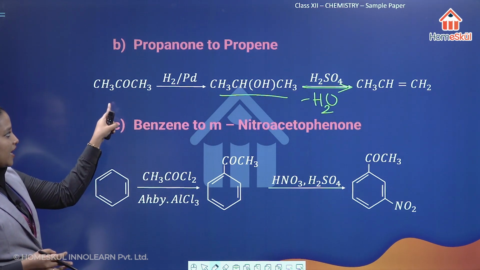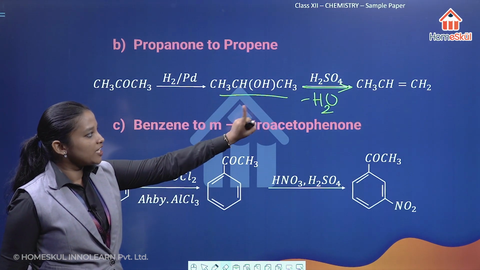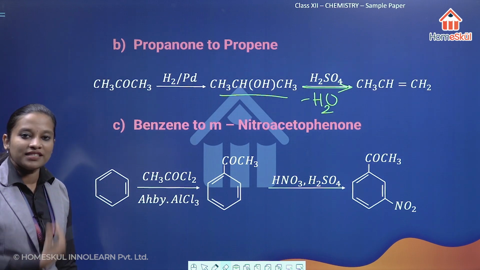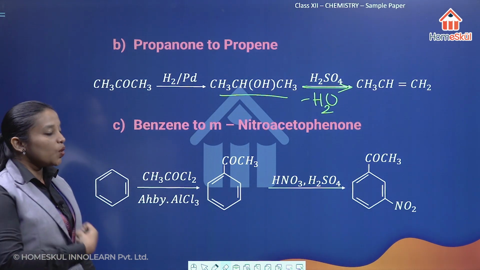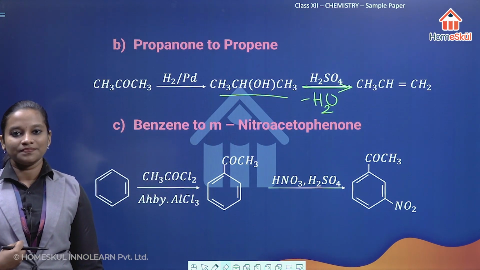Okay, first they undergo reduction, alcohol is formed. Then after treating with H2SO4, dehydration occurs. That means an H2O molecule is removed from that molecule. And finally, propene is formed.